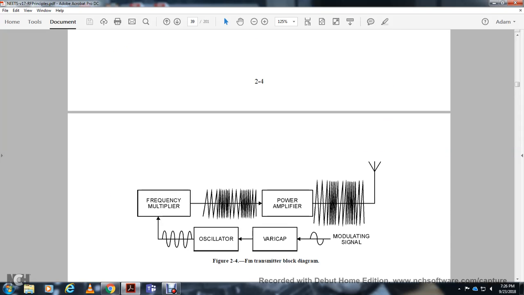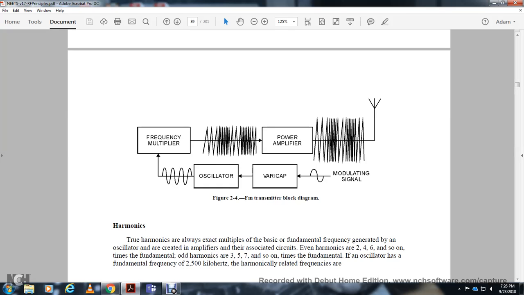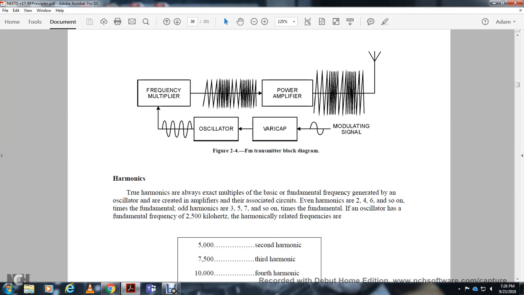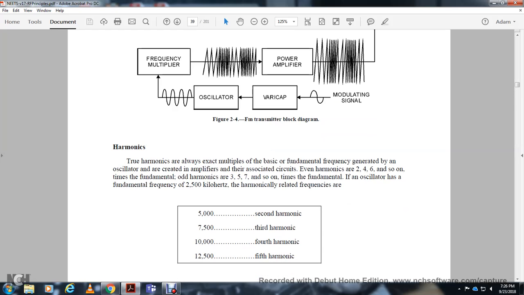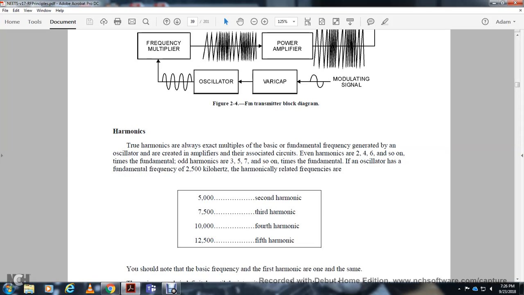So you have the oscillator, frequency multiplier, and power amplifier, with the modulating signal applied at the varying capacitor. Now, harmonics. True harmonics are always exact multiples of the basic fundamental frequency generated by the oscillator and created by the amplifiers. Even harmonics are 2, 4, 6, and so on, times the fundamental, and odd harmonics are 3, 5, 7, and so on, times the fundamental. If the oscillator has a fundamental frequency of 2,500 kHz, the second harmonic is 5,000, the third harmonic 7,500, the fourth harmonic 10,000, and the fifth harmonic 12,500.